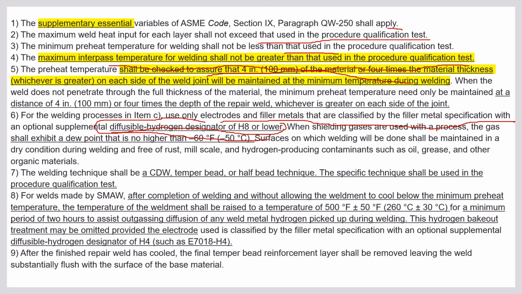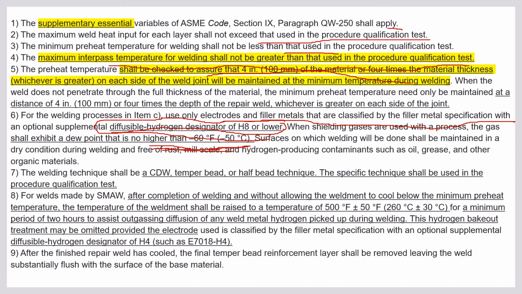In order to avoid the PWHT and for the impact testing requirements, the diffusible hydrogen designator of H8 or lower type of electrode should be used. And when shielding gases are used, the gas shall exhibit a dew point that is not higher than minus 50 degrees C or minus 60 degrees F. This is another closed book exam question, you will find this one.